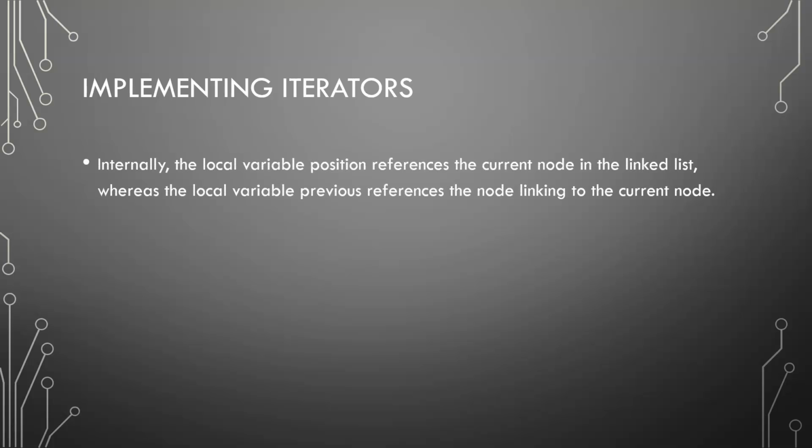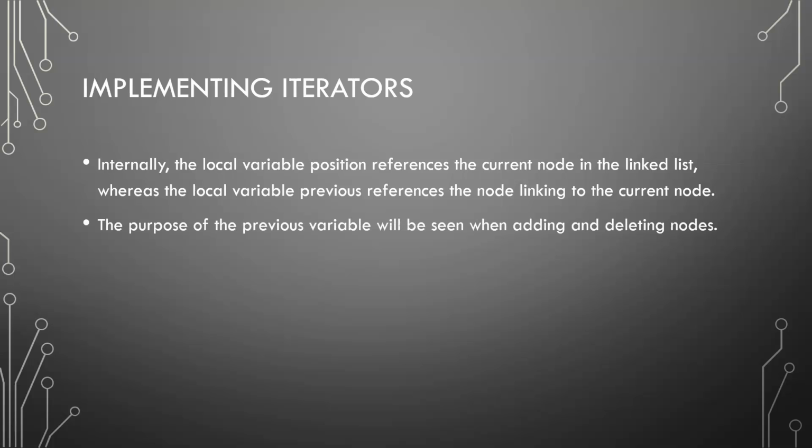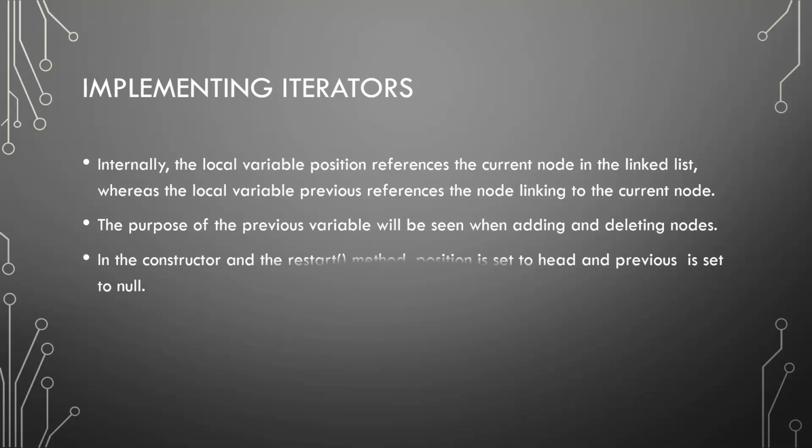Now, internally, the local variable position will reference the current node in the list, whereas the local variable previous references the node linking to the current node. So the way to think about it is position is where you're currently at, and previous is where you were. Now, the purpose of the previous variable will be seen when you get really into adding and deleting nodes. In the constructor and restart method, position, remember, was set to head, and previous is set to null because, if you think about it, you're going to start at the head of the linked list, and there is no previous spot because you're at the start, so that's why we set it to null.